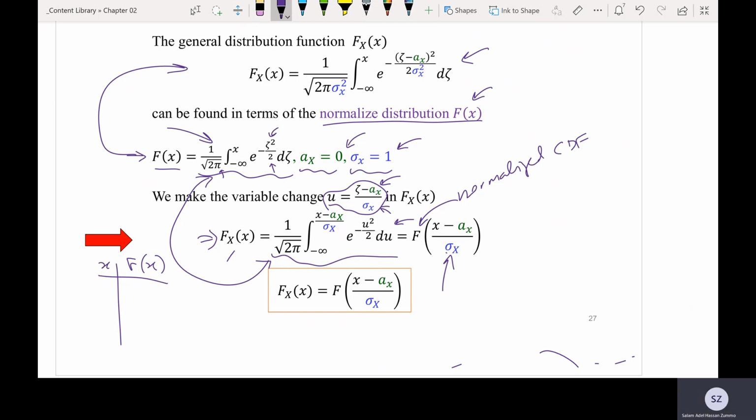In this case, the CDF of this random variable x will be equal to the normalized CDF evaluated at x minus the average, divided by the standard deviation, because this is the change of variable that takes me from the normalized to the non-normalized. Now, any question about how we did this? Clear? Now we can go to examples if everything is clear.